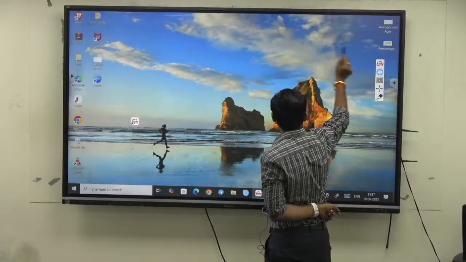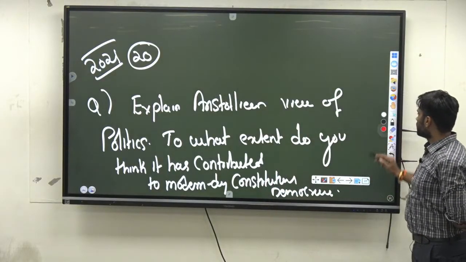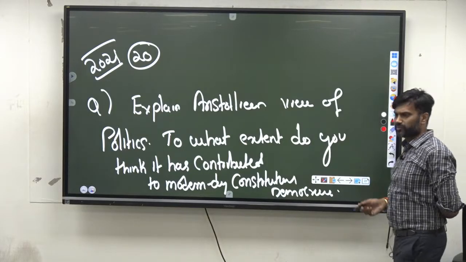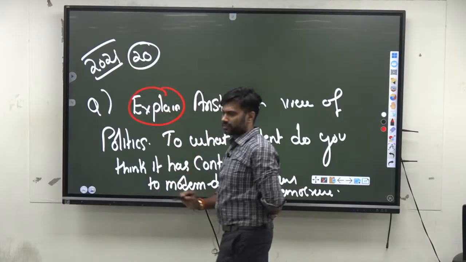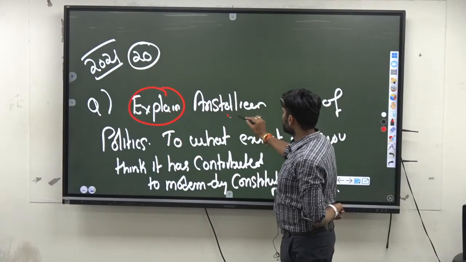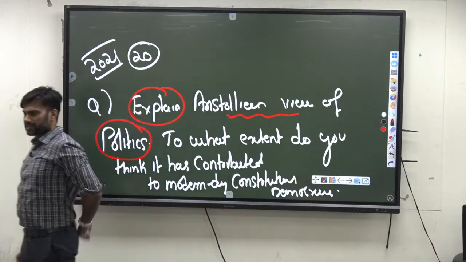Time up. So obviously here, if we come to the question, we look into what they've asked. One simple thing, first part of the question is that they're asking us to explain what? Aristotle's view on politics. So obviously the introduction and all is sorted out.